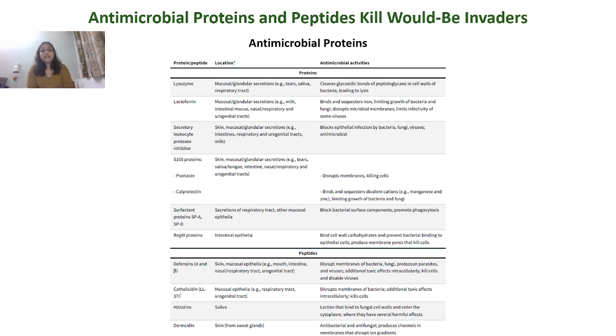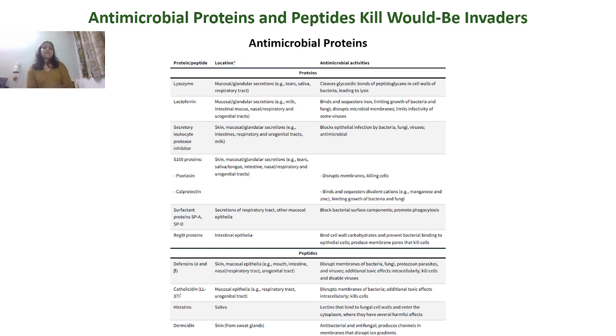There are proteins like surfactant proteins. They are also secreted by respiratory tract, mucosal epithelia, and they block the bacterial surface components and promote phagocytosis. Other proteins are Reg3 proteins, which are present in intestinal epithelia. They bind to the cell wall carbohydrates and prevent bacteria binding to the epithelial cells. They also produce some pores in the membrane that can kill the cells.